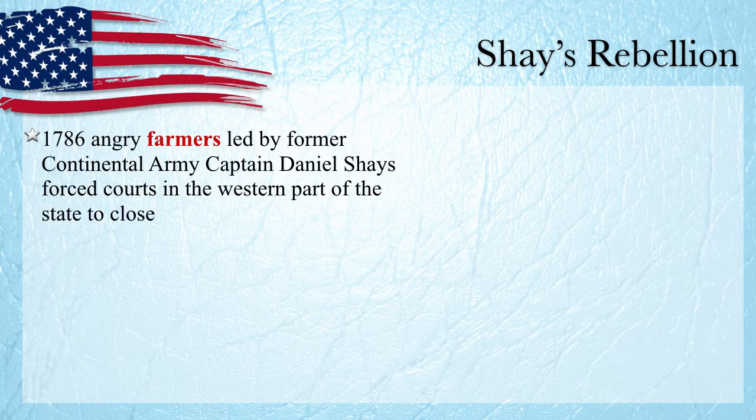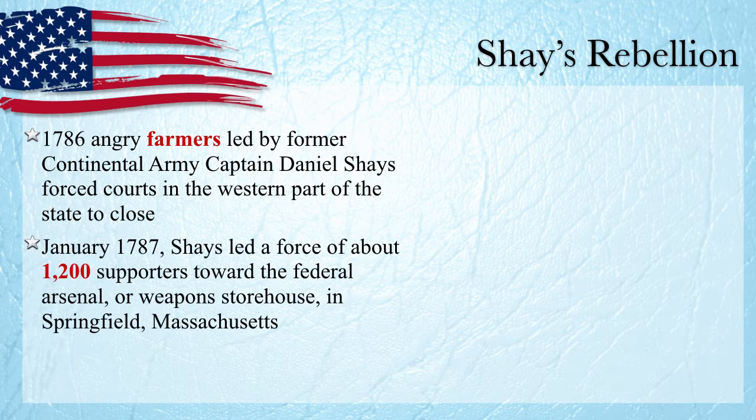Okay. So in 1786, these angry farmers led by Continental Army Captain Daniel Shays forced the courts of the western part of the state to close. And in January 1787, Shays led his troops, about 1,200 people. That's not a small group. That's a pretty good group. Always kind of put it in relation to your church. Most churches don't have 1,200 people in the whole congregation. That's a lot of people. But anyways, he led those supporters towards the federal arsenal.